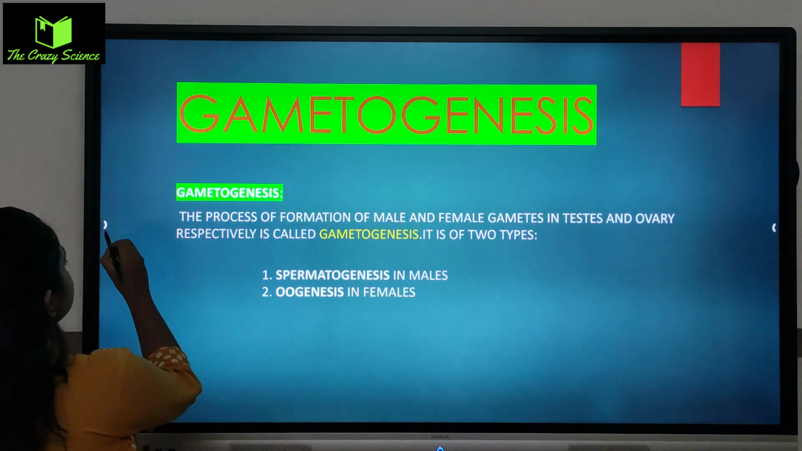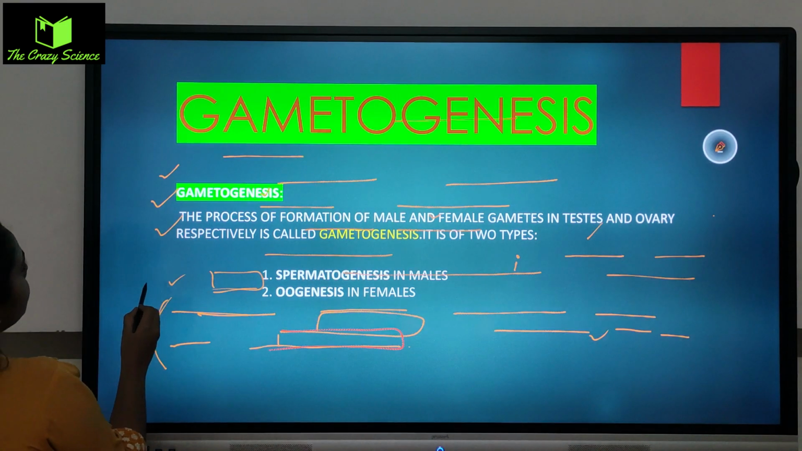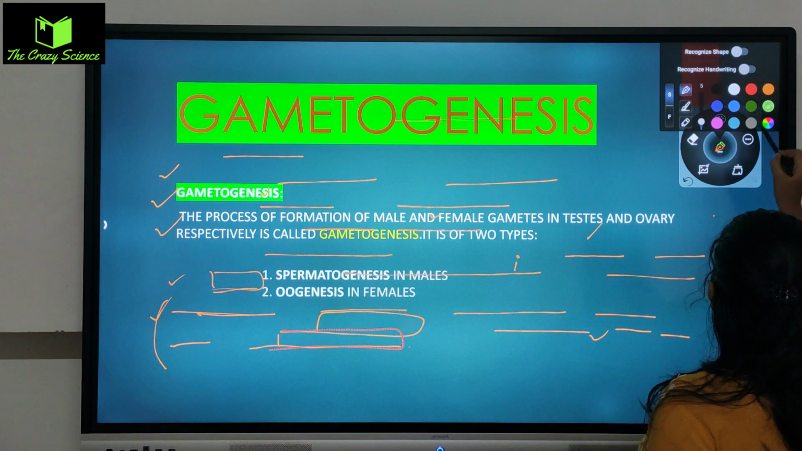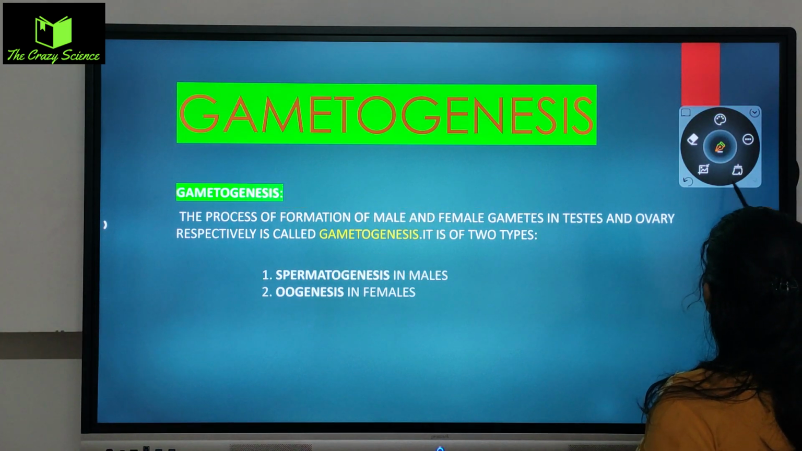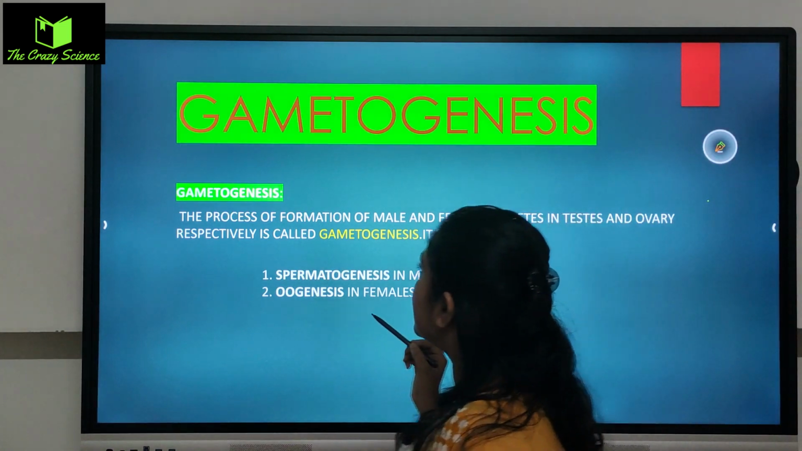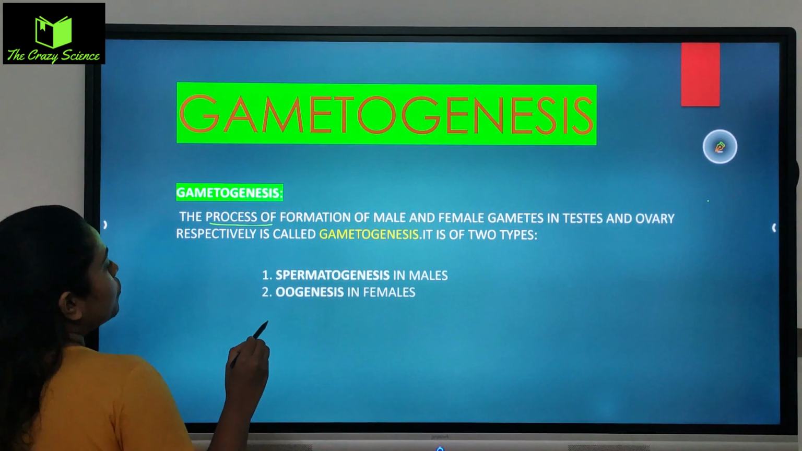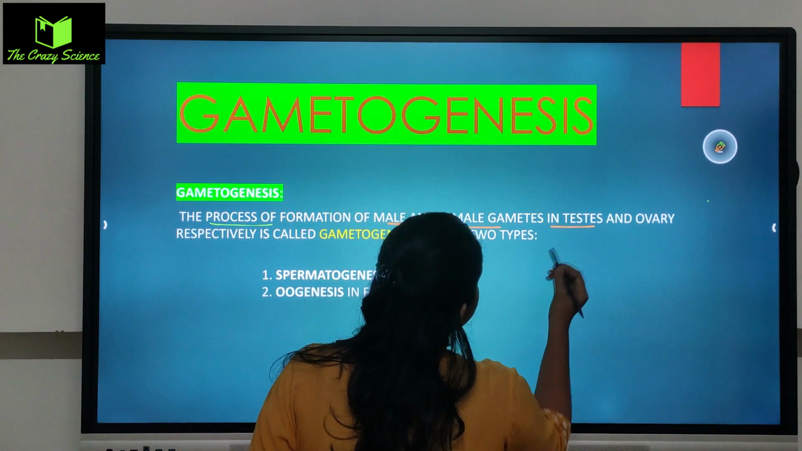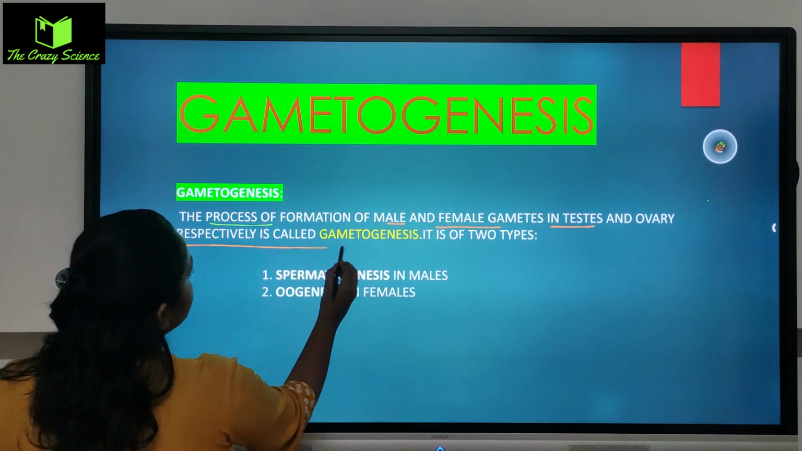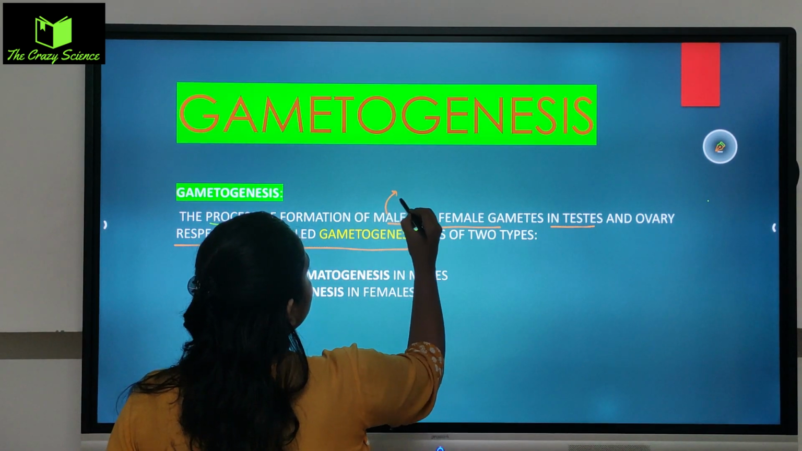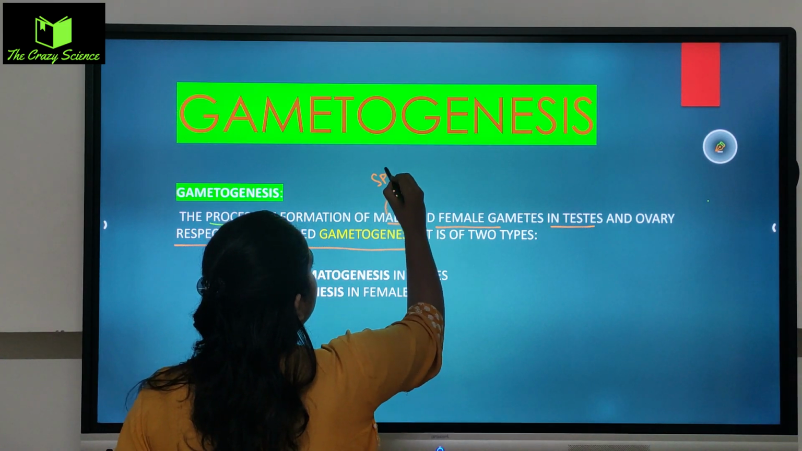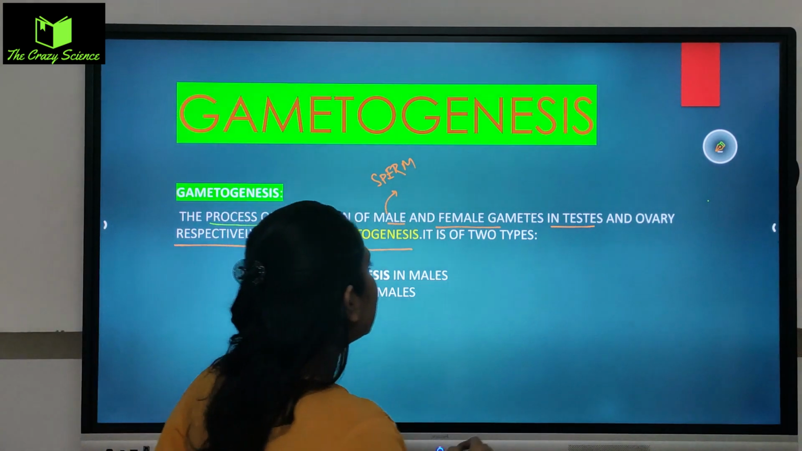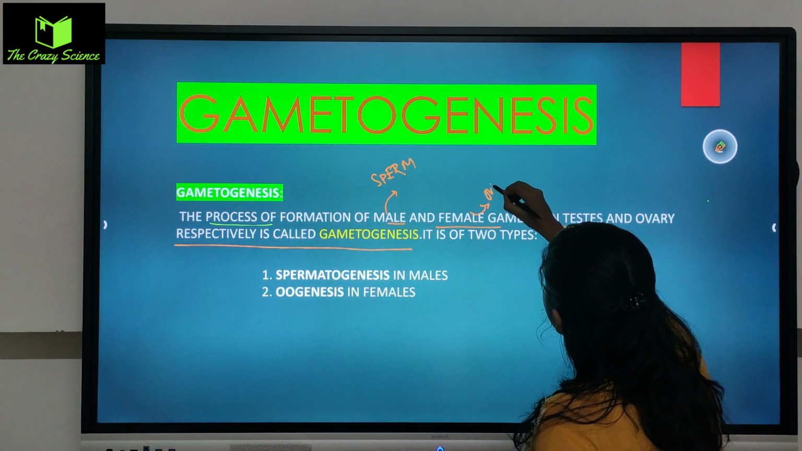So basically gametogenesis যেটা আমরা জানবো, ওদের ফর্মেশনটা আমরা জানবো যেটা কিভাবে ফর্মড হলো, সেটা ফর্ম হওয়ার পেছনে কিছু হরমোনাল ফেনোমেনন গুলো জানবো. Let's start. Gametogenesis, the process of formation of male and female gamete in the testes and the ovary as well, is called the gametogenesis. So মেলটার মধ্যে যেটা ফর্ম হয়, that is called the sperm. Okay, and female gamete মধ্যে যেটা ফর্ম হয়, that is called the ovum.